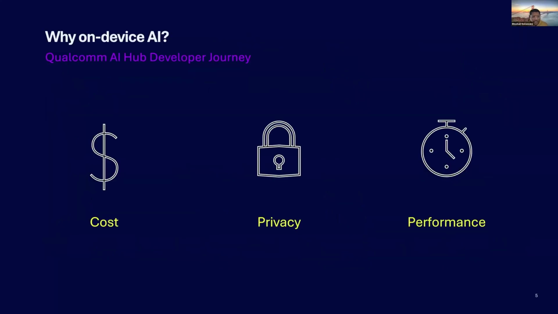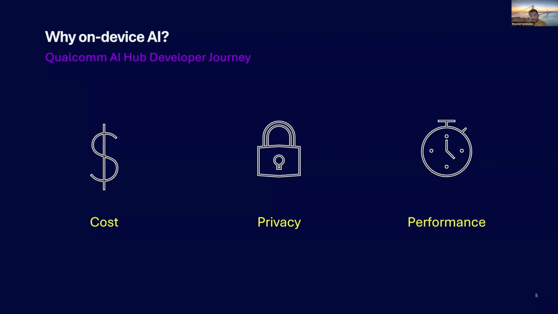So let's understand why on device, and what the incentive is to use models on device. First is cost. Let's say I'm a developer and I have a PyTorch model, and I want to integrate that into an application. It is very easy to use the cloud because you have a PyTorch model and you can just use any cloud provider that is there to run your model, right?